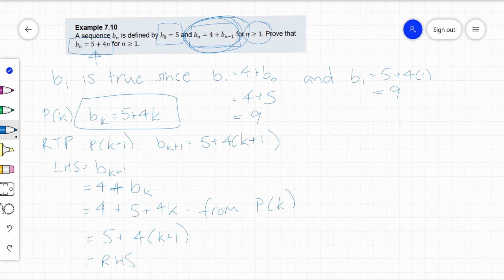So I really should maybe write here that I'm using the recursive formula. Alright, so the bit with the sequence, the recursive formula, that's where I'm getting that from in order to use B of k. Alright, so therefore P of k implies P of k plus 1, therefore P of n is true for integer n greater or equal to 1, and we've done it by induction.